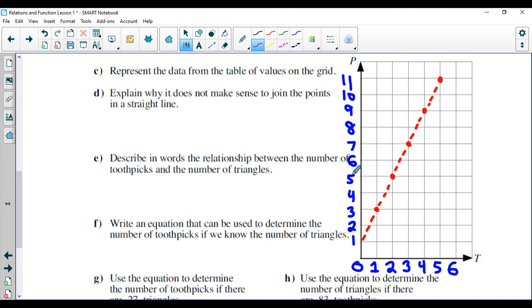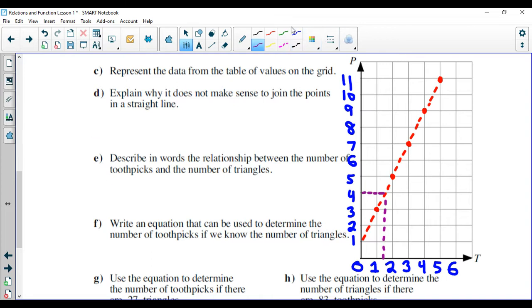let's say, 4 toothpicks, okay? So if I have 4 toothpicks and I go over to the line here, and then I went all the way down, this would mean that when you have 4 toothpicks, you'd have 1.5 triangles. It doesn't make any sense. It's either you have a whole triangle or you don't. You can't have half of a triangle.